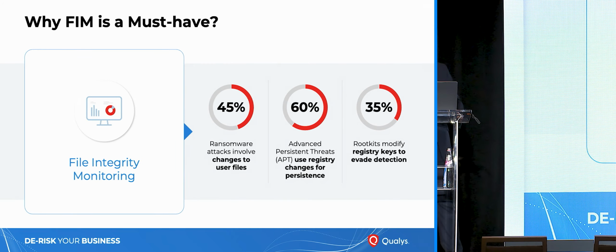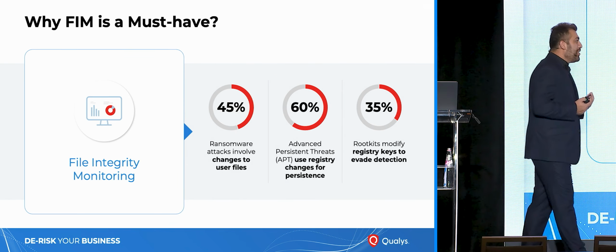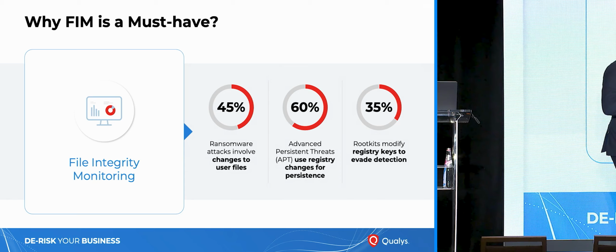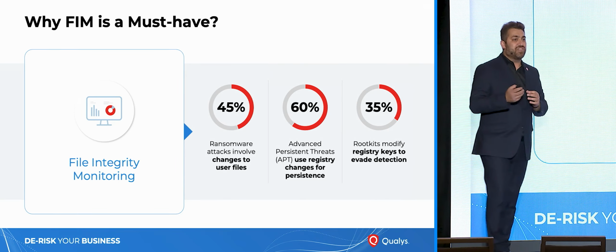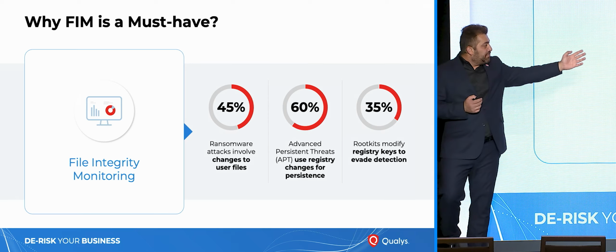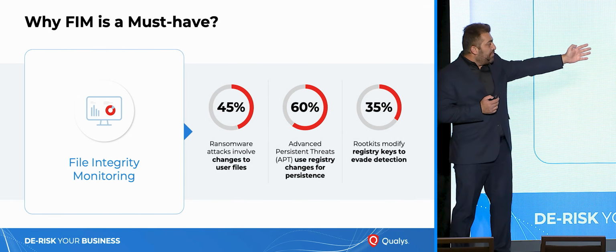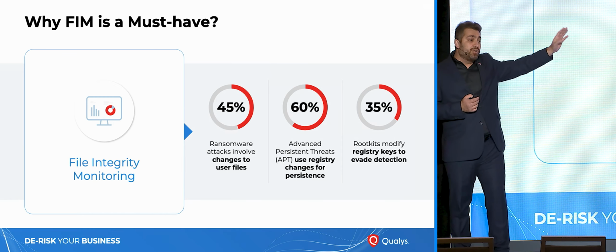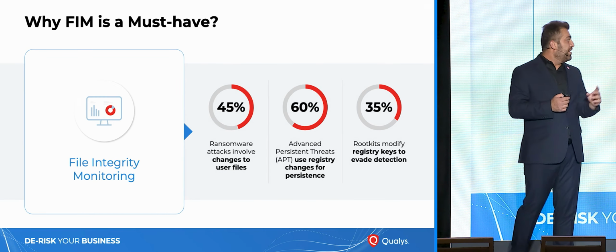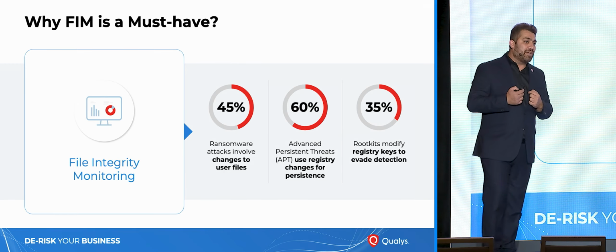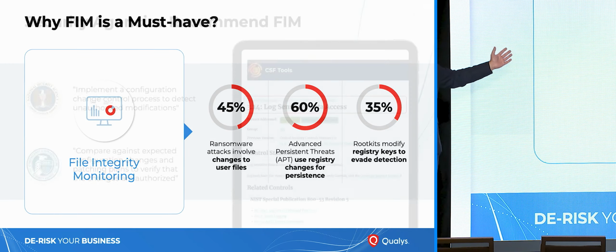Most of you must be thinking FIM is just a compliance checkbox. Why do I need it? See these stats: 45% of the ransomware attacks were making changes to the user files. Some were making changes to the registries for persistence techniques. Some were using rootkits, which used modification of registry keys. If I knew that in real time, I would have stopped these breaches, right? That is why FIM is important.